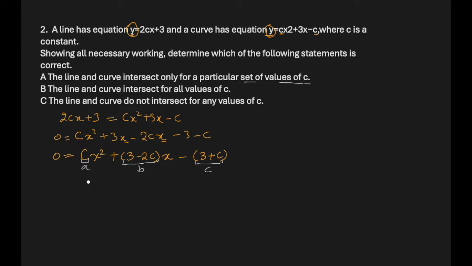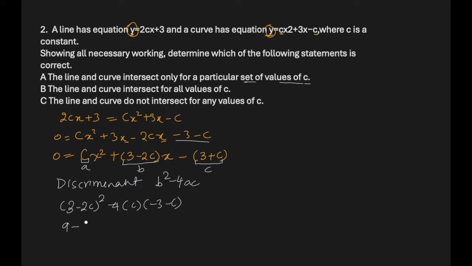Okay, so for finding the solution of a quadratic, we should first look at the discriminant, which is b square minus 4ac. So b is 3 minus 2c, square, minus 4 times c times, how can I write this one? Okay, let me again expand this like this, minus 3 minus c. And I will see whether it is equal to 0, greater than 0, or less than 0. So let's open this one first.